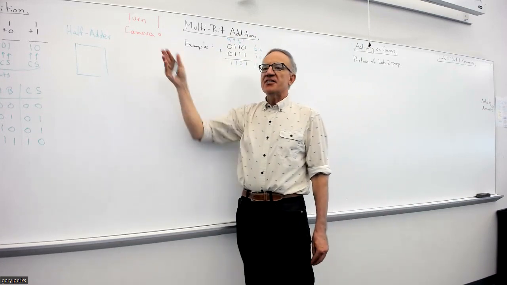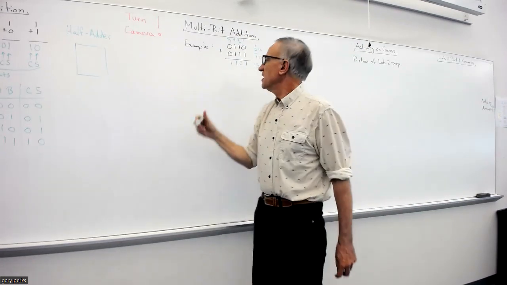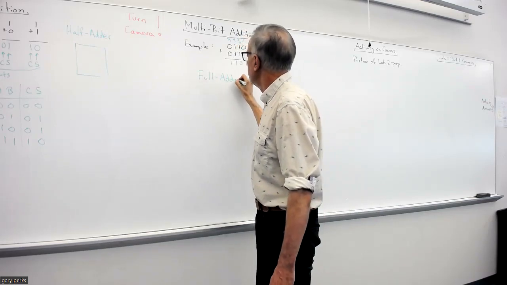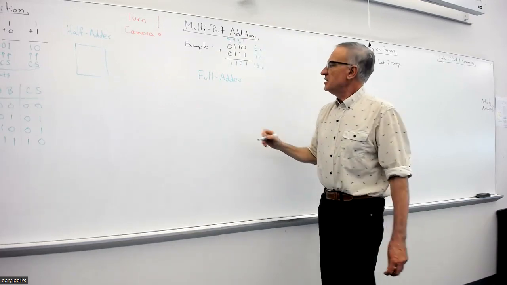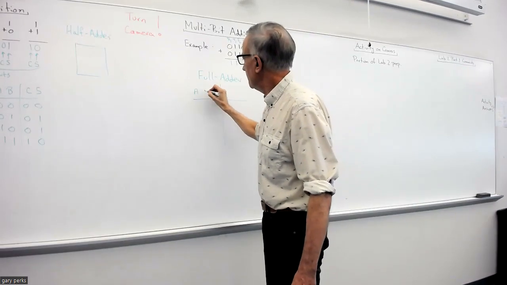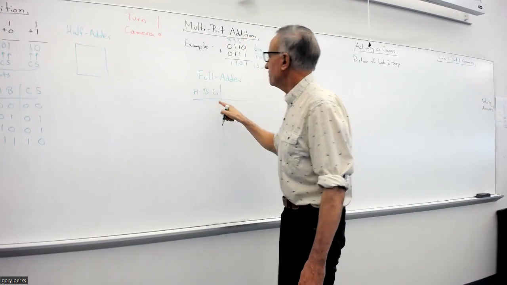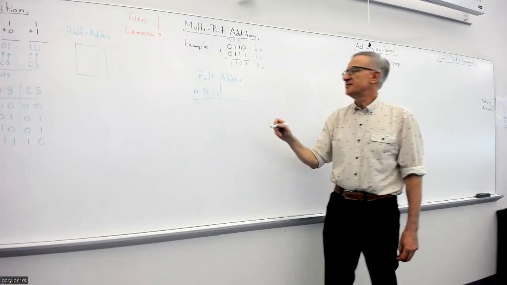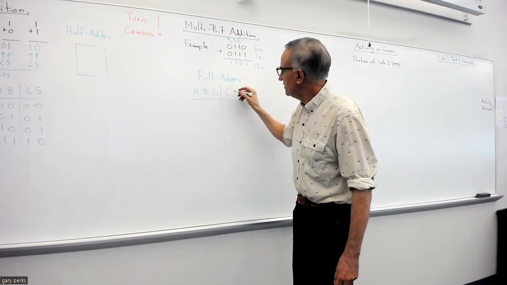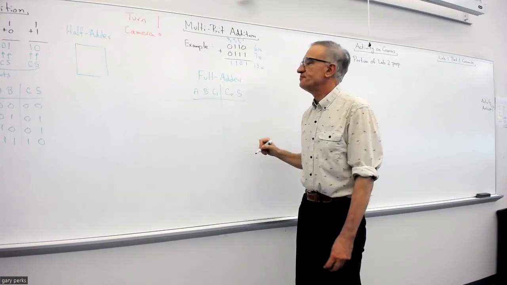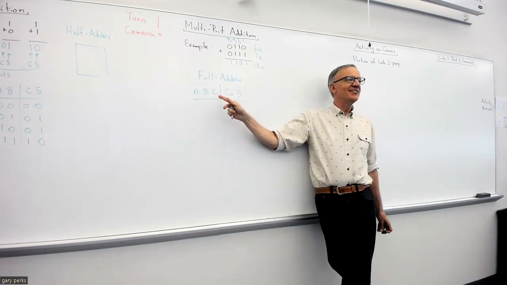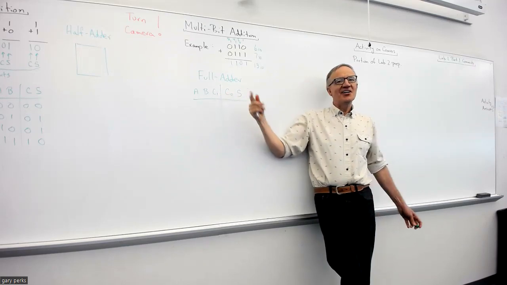So because the half adder cannot handle a third input, there's this other adder that's called a full adder. And the full adder has 3 inputs. It also has 2 outputs, but one output is labeled CO and the other S. Can you guess what the CI stands for? Carry in, or carry out.